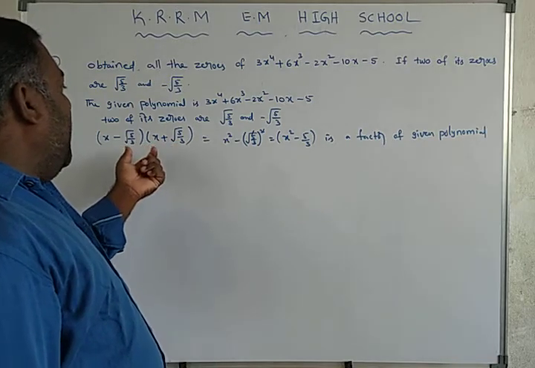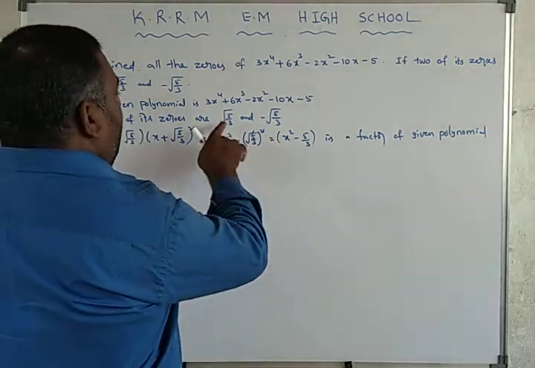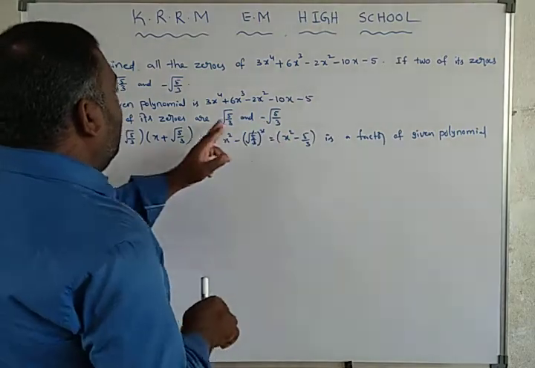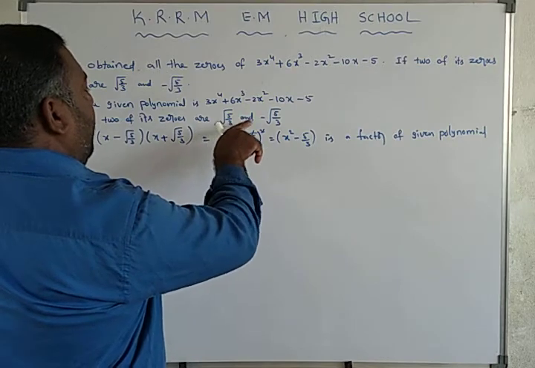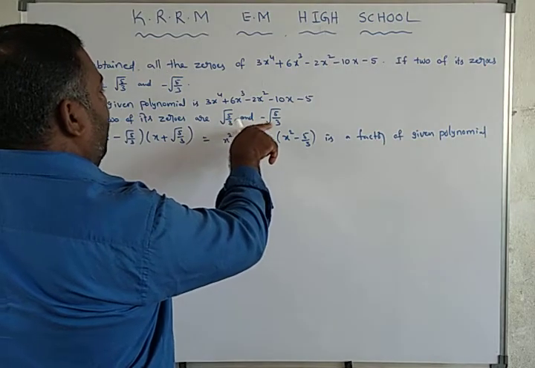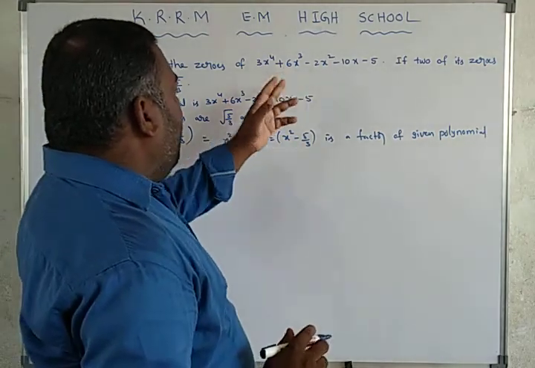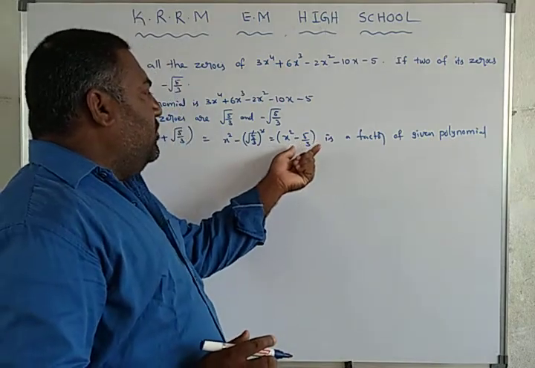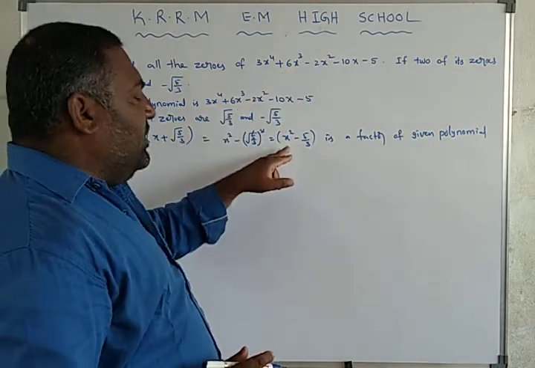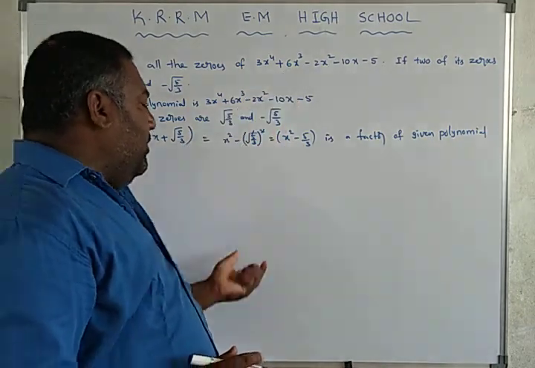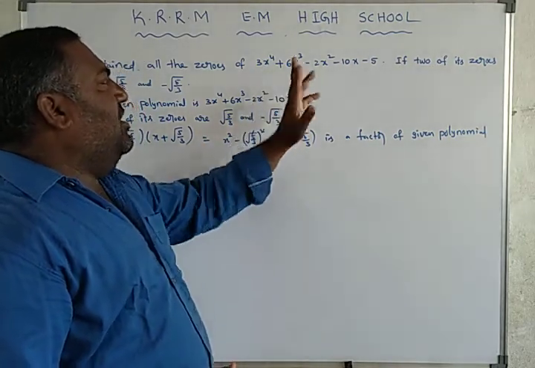So it is a quadratic polynomial, which is a factor of the given polynomial. Why? Because the zeros of this polynomial are root 5 by 3 and minus root 5 by 3. These two are the zeros of the given polynomial. So the quadratic polynomial with these zeros is x square minus 5 by 3. When we divide the given polynomial by x square minus 5 by 3, the remainder goes to 0. Then we say that x square minus 5 by 3 is a factor of the given polynomial.